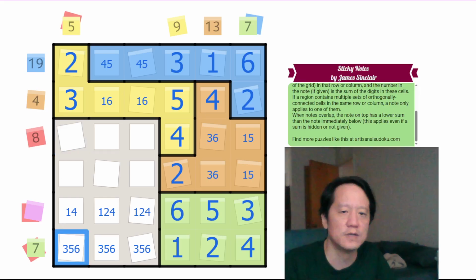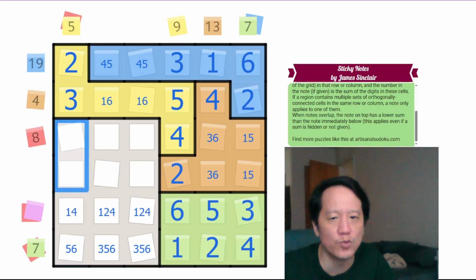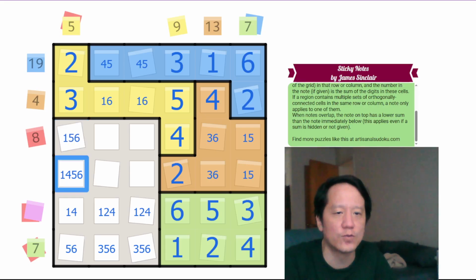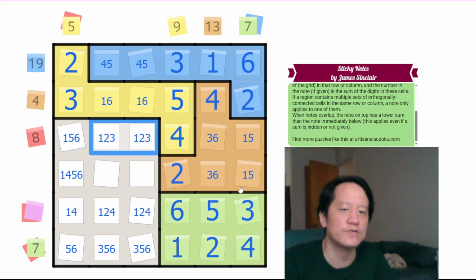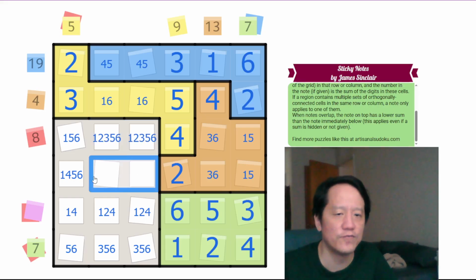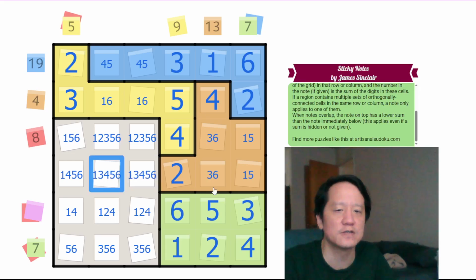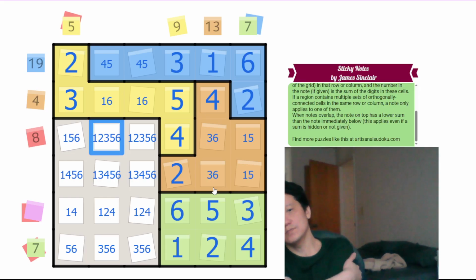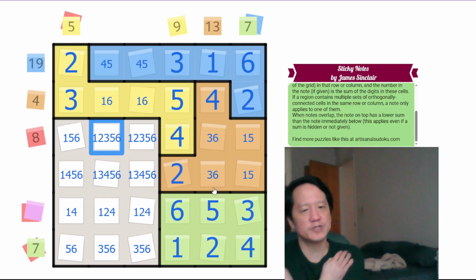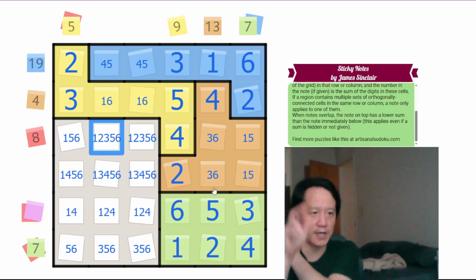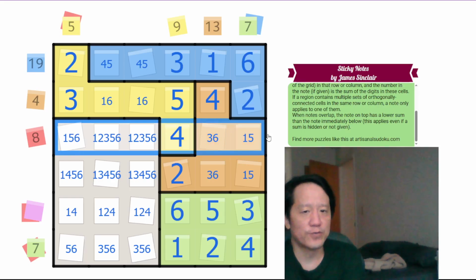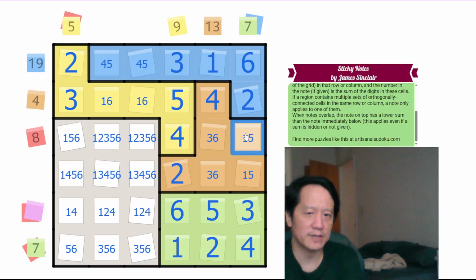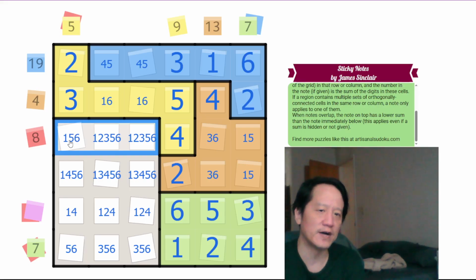Huh. Okay. Remaining digits in column 1, we have 1, 4, 5, 6. No 4 here. In row 3, we have 1, 2, 3, 5, 6. In row 4, we have 1, 3, 4, 5, 6. So again, to add up to 8 with 2 digits, which it must be because you can't add up with 3 digits in row 3, because that would eliminate all possibilities for this cell, it has to be either 2, 6 or 3, 5.